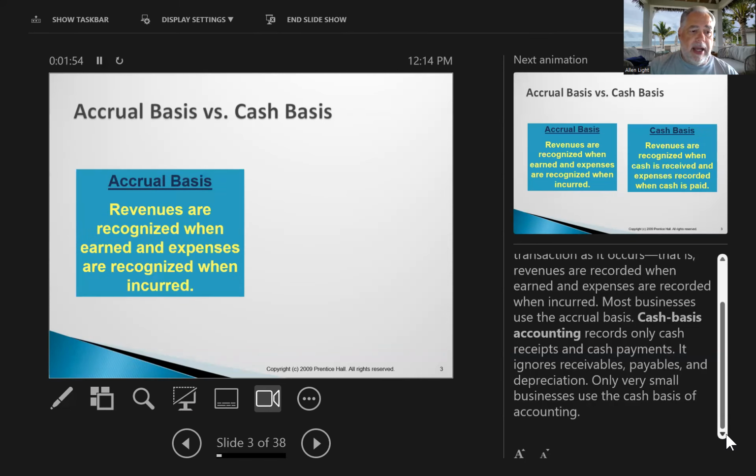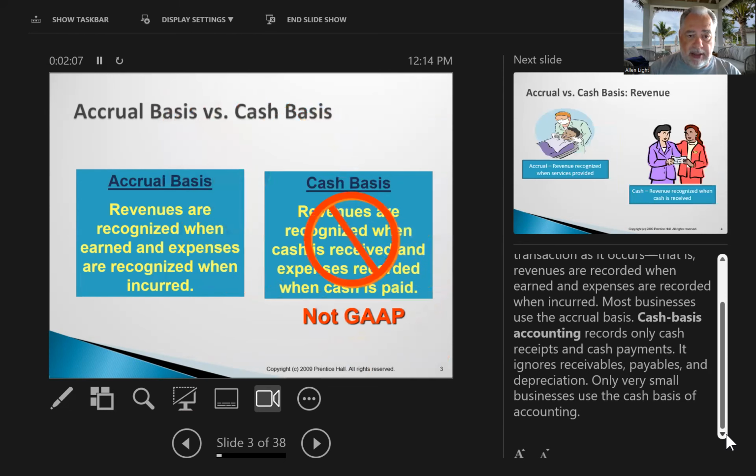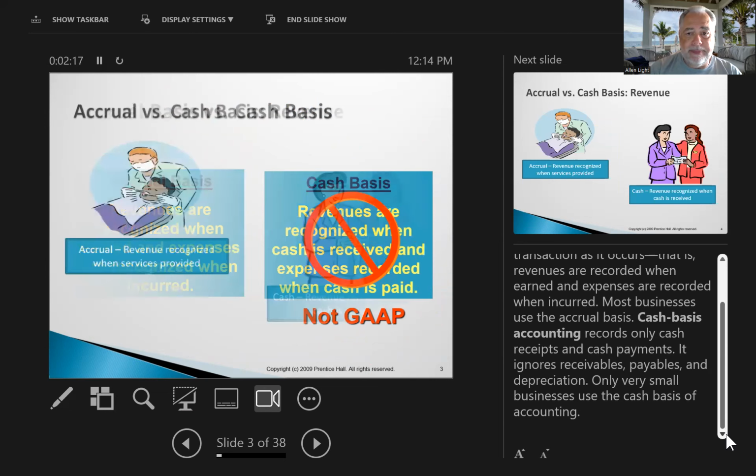So revenues are recognized when earned and expenses are recognized when incurred. Under a cash basis, revenues are recognized when cash is received and expenses recorded when cash is paid. This is not GAAP. Generally accepted accounting principles does not recognize cash basis accounting.